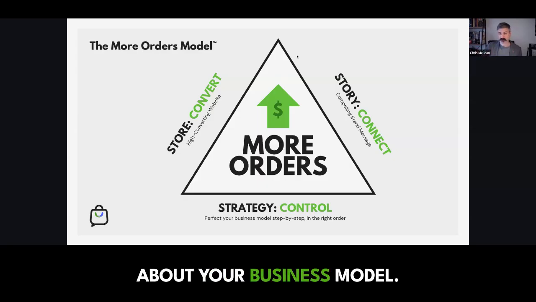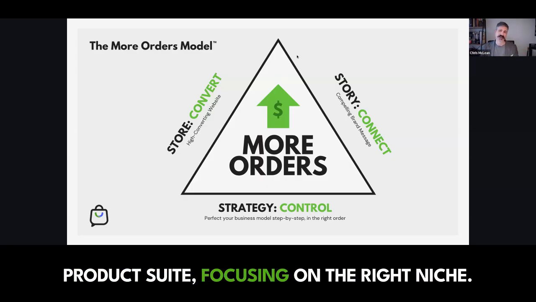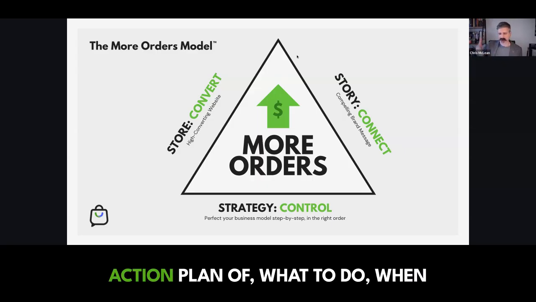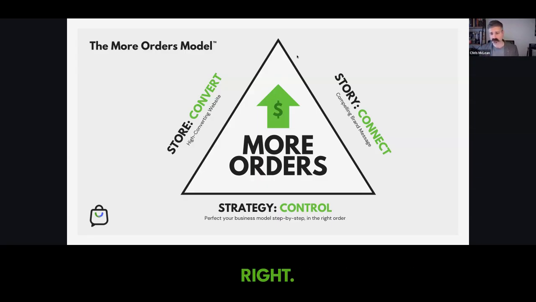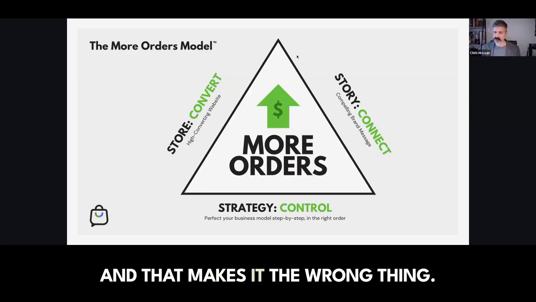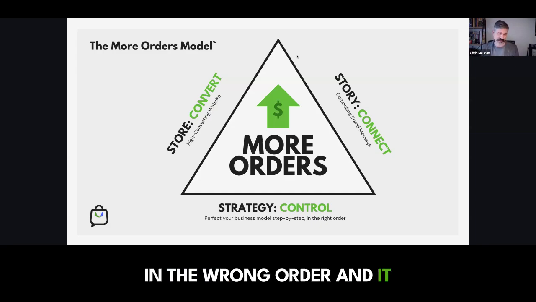This is about your business model. This is having the right product suite, focusing on the right niche. This is having the right step-by-step action plan of what to do, when to do it, and what order to do it in, right? A lot of people do the right thing at the wrong time, and that makes it the wrong thing.